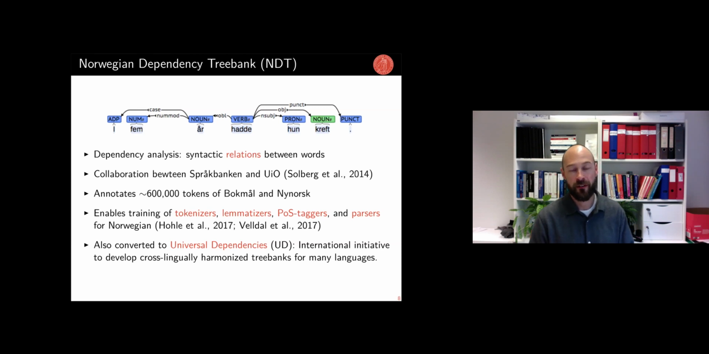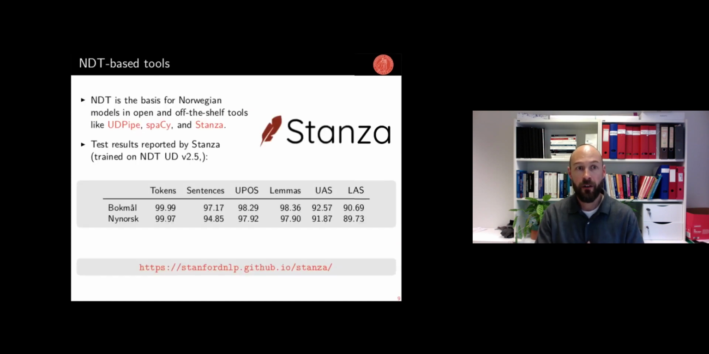And just thought I'd also mention that this resource has been converted to a specific format for dependency relations known as universal dependencies, which is this international initiative to try to make treebanks for many different languages uniform and harmonized, to use the same categories and the same encoding scheme to facilitate cross-lingual training and sharing of information.